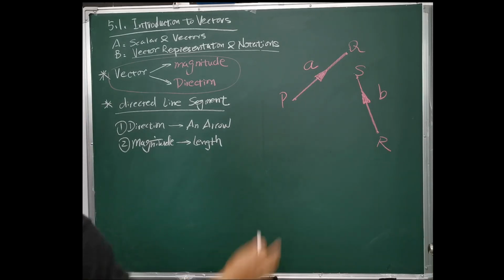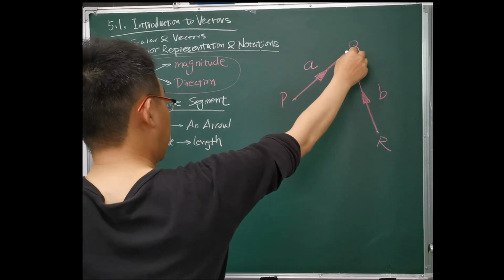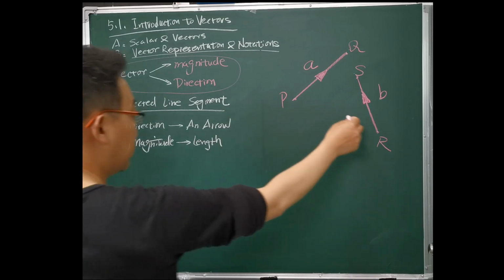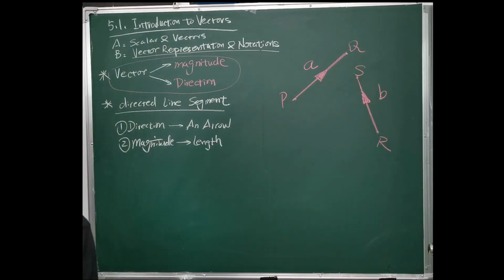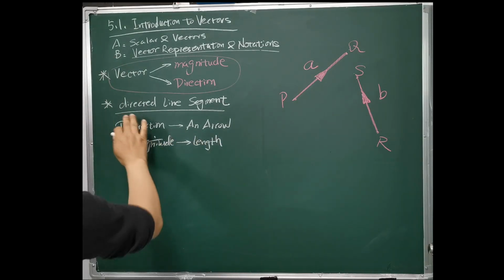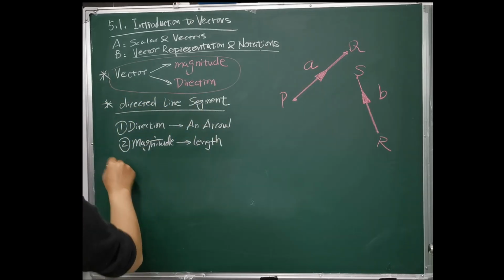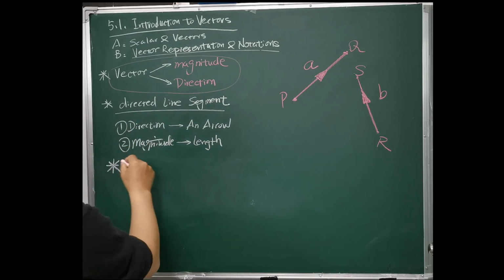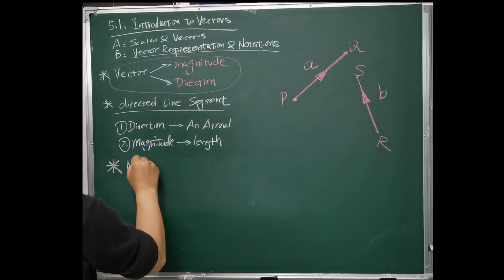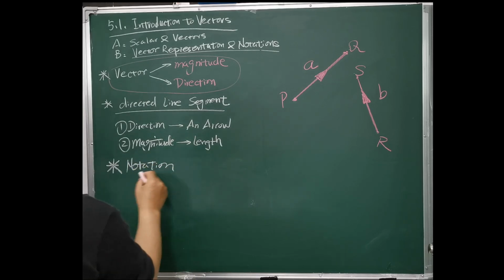The diagram shows here also that this is the initial point P, and this is the terminal point Q. They also have an initial point R and a terminal point S. So we have these two diagrams. How to represent these two diagrams? Now we see how to write the notation for these things.